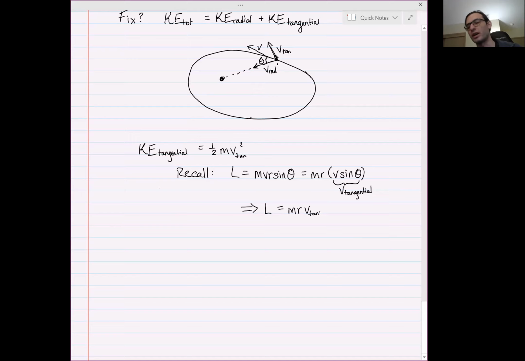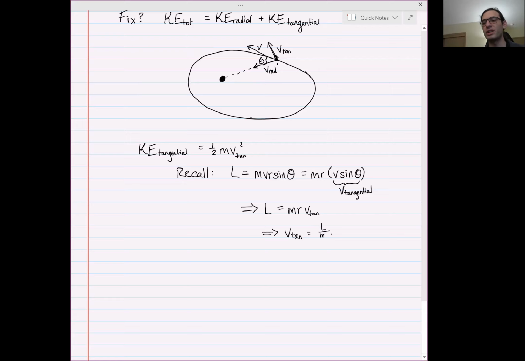And that shouldn't be surprising. The angular momentum is m times the distance times the velocity that's perpendicular to the vector r that points from the origin, in this case from here to the point of the object. We've written m r v perp before. In this case, v perp is what we're calling v tangential because it's perpendicular to the radial component. And so we can rearrange this and we get that v tangential is equal to L over m r.